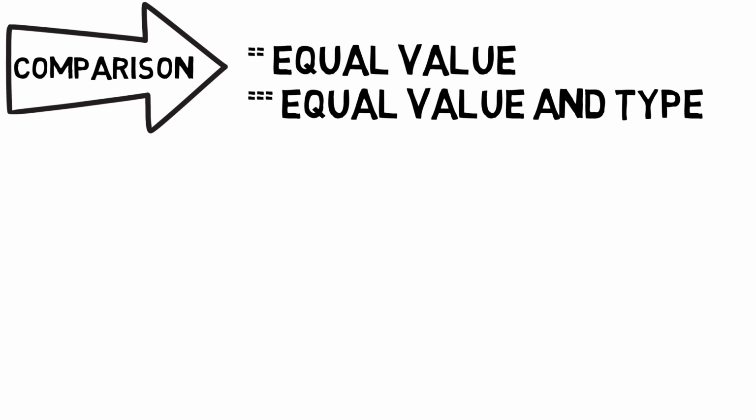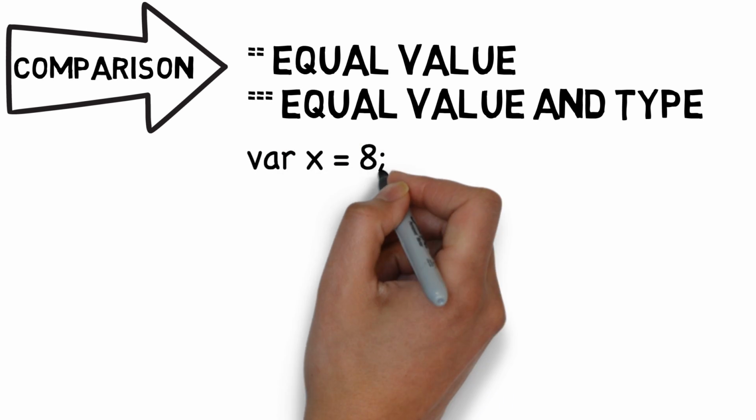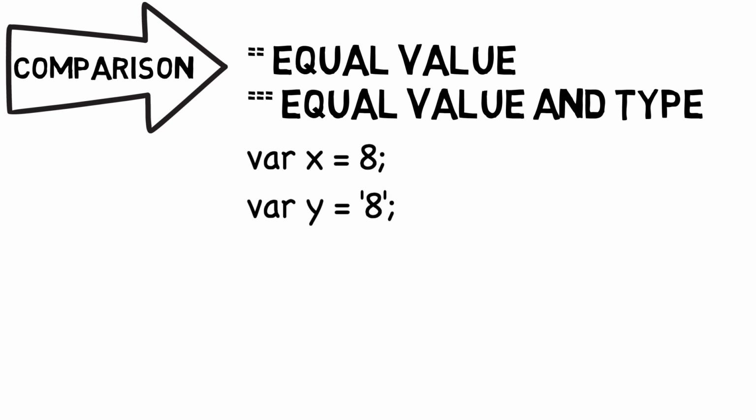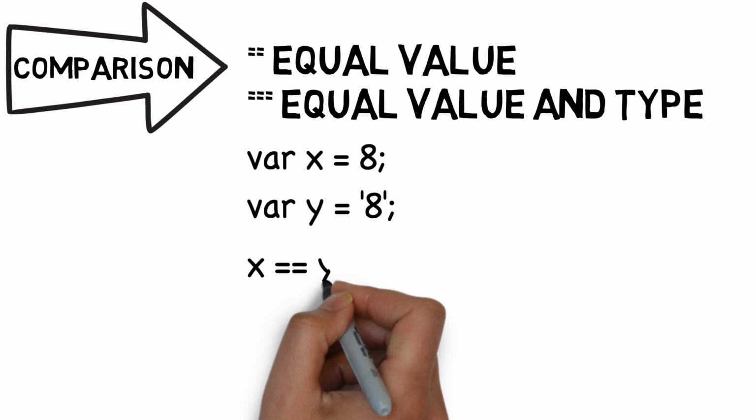Let's do variable x assign the value of the number 8, and variable y assign the value of string 8. Now remember that the single equal sign is not an equality operator. It is an assignment operator assigning a value to a variable, also known as the target or identifier. If we want to check if these two are equal, we just use the double equal sign.